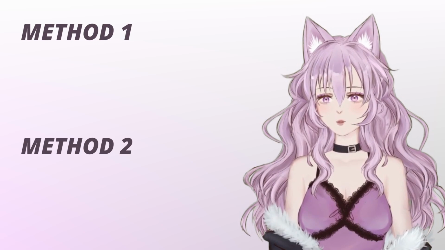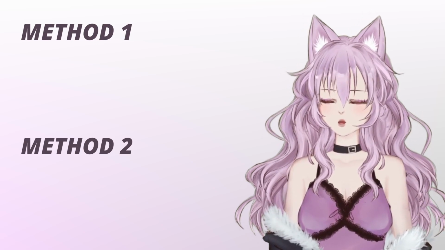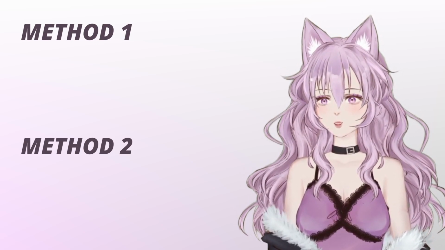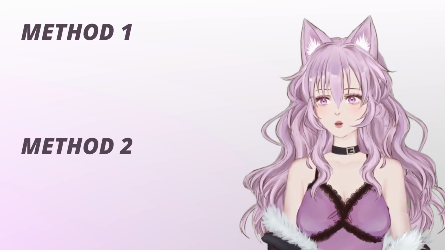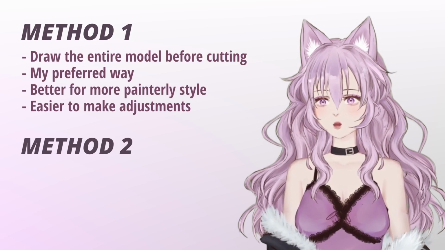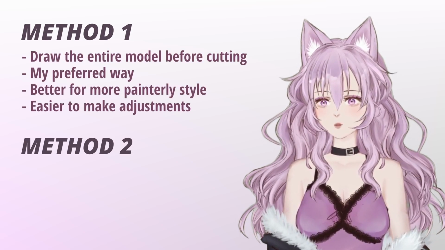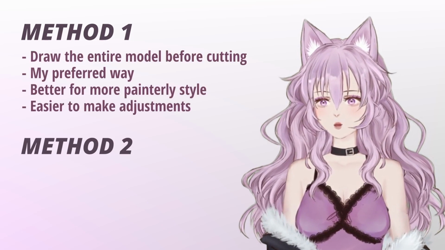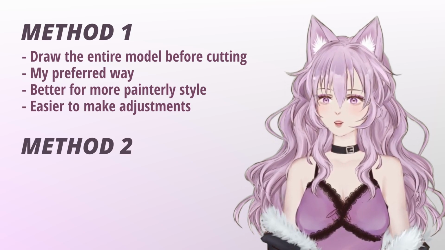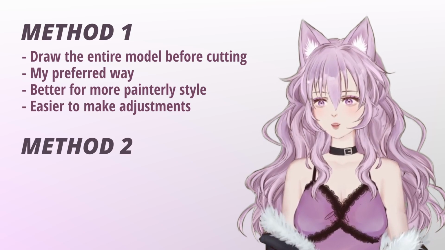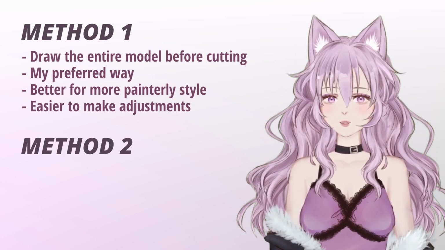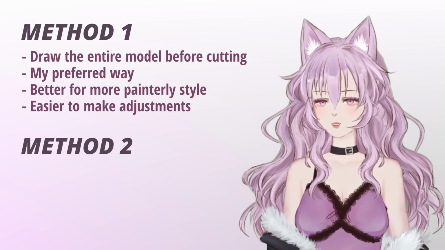So there's 2 different ways you can go about this. I'm sure there's other ways too, but these are the 2 ways that I have drawn my models so far. So the first is to draw the entire thing first and then afterwards cut it. I prefer this way because it suits my painterly style a little bit more. It's easier to just draw the thing and afterwards cut and repaint the parts that need that.